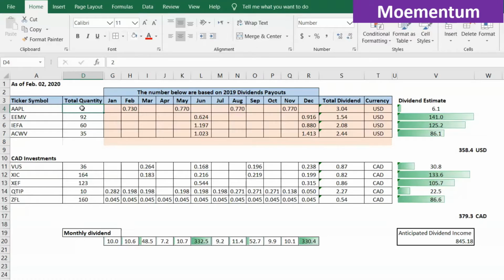Now let's take a look at what happens if we increase the number of shares that we own of that stock. For Apple, if I own 15 shares, the interactive tool will automatically calculate the projected dividend estimate for us in 2020 based on the 2019 actual dividend paid out.